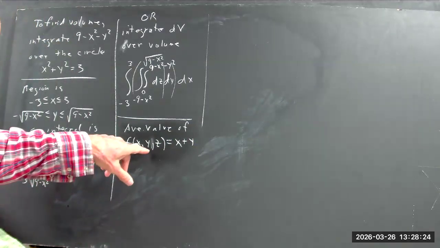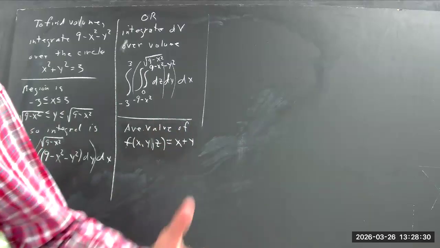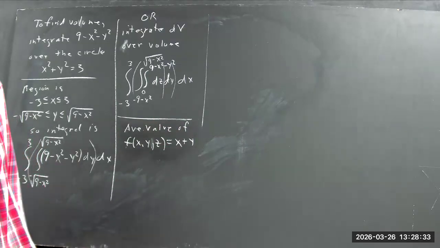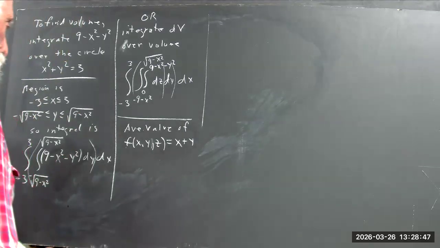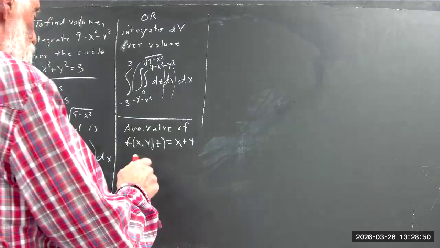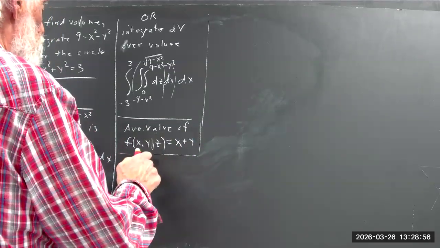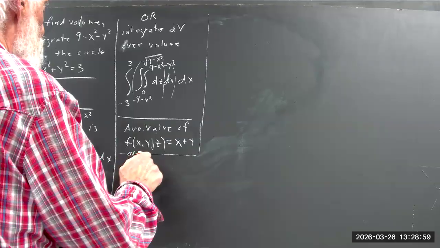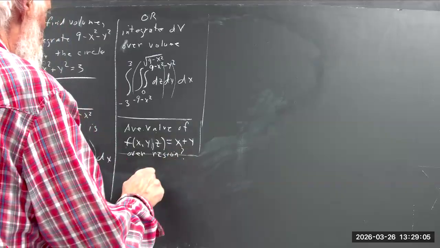Now, the average value. We have a function f of x, y, z equals x plus y. I could put a z in there if I wanted to, but I'm just going to do x and y. And it could be a lot more complicated function, like the arctangent of x times the cosecant of y, whatever. Something you probably wouldn't be able to integrate. It might be impossible to integrate in closed form. What's the average value of this over the region?